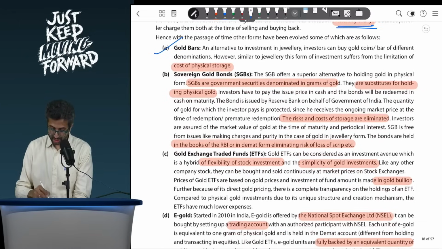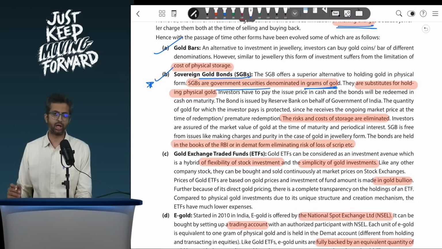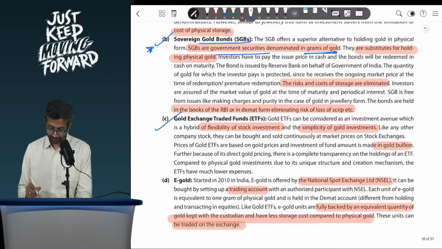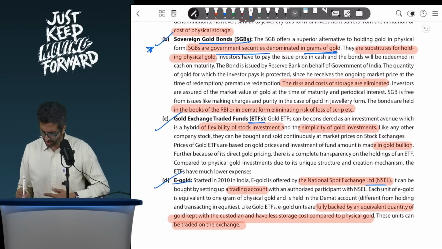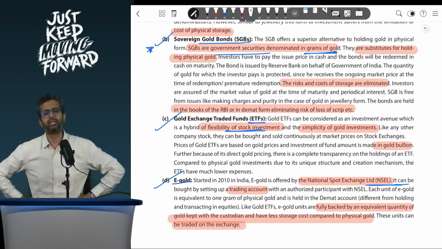So over here, this is a very important instrument, the sovereign gold bond. You would probably be aware: this is a government security, so it is virtually risk free, issued by the RBI, backed by grams of gold. Apart from that, you are also going to get certain interest. Then gold traded ETFs and e-gold. E-gold was given by the NSE. Gold traded ETFs are based on mutual funds. They give you the flexibility of a stock investment, so you can buy, sell, etc. They track the prices of gold.